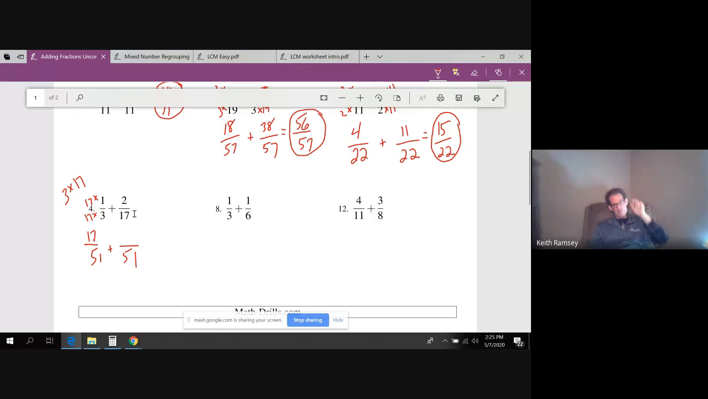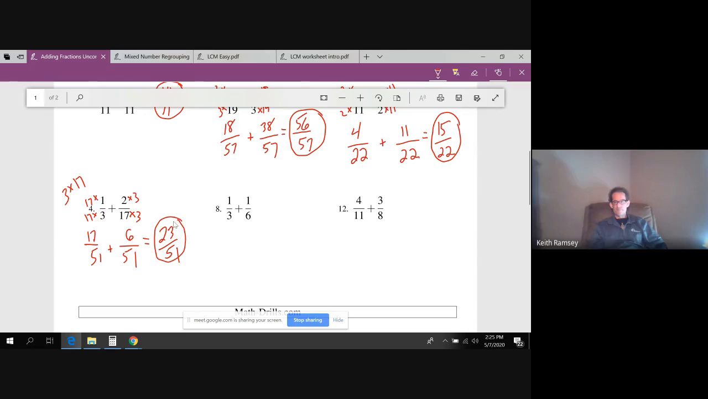Then I look at my other fraction. What did I do to the 17 to make it into a 51? Well, I multiplied by 3. So if I do that to the denominator, I have to do it to the numerator. So 3 times 2 is 6. And now you're ready to add your numerators. So 17 plus 6 is going to be 23 over 51. It's reduced because 23 is prime, and 23 is not a factor of 51.